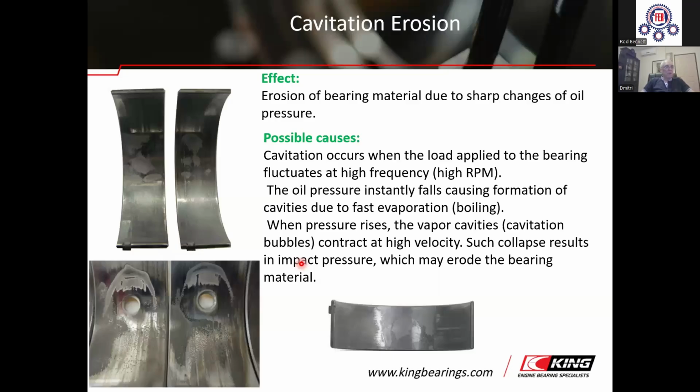Cavitation erosion is more typical for high-speed engines like racing engines working at up to 10,000 RPM. Cavitation erosion may occur in common engine bearings having obstacles on the surface, such as holes, oil pockets, etc. You see here two bearings with the oil hole, and you see the area affected with the cavitation erosion around the oil holes.